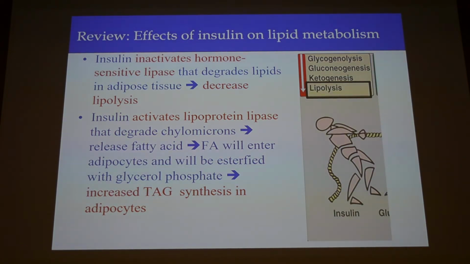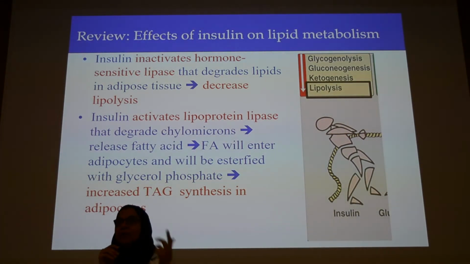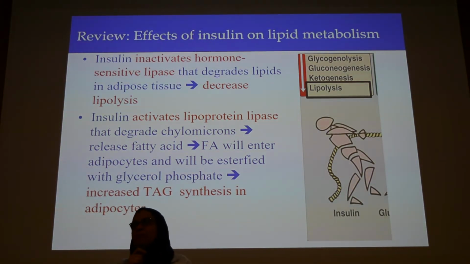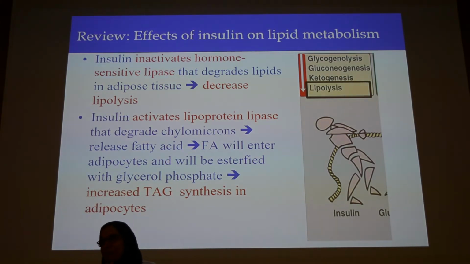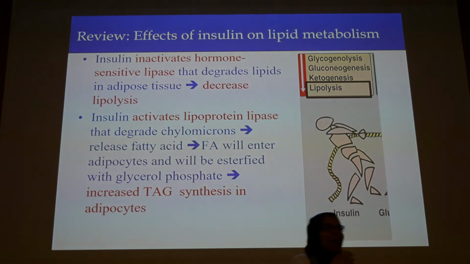We said insulin is anabolic. So it is signaling the well-fed. When we are well-fed, this is the time to get fatter and fatter. So it's going to inhibit the enzyme that will mobilize the stored fat from adipose tissue. So insulin will inhibit the hormone-sensitive lipase. Okay? This is the enzyme that will mobilize the stored fat.